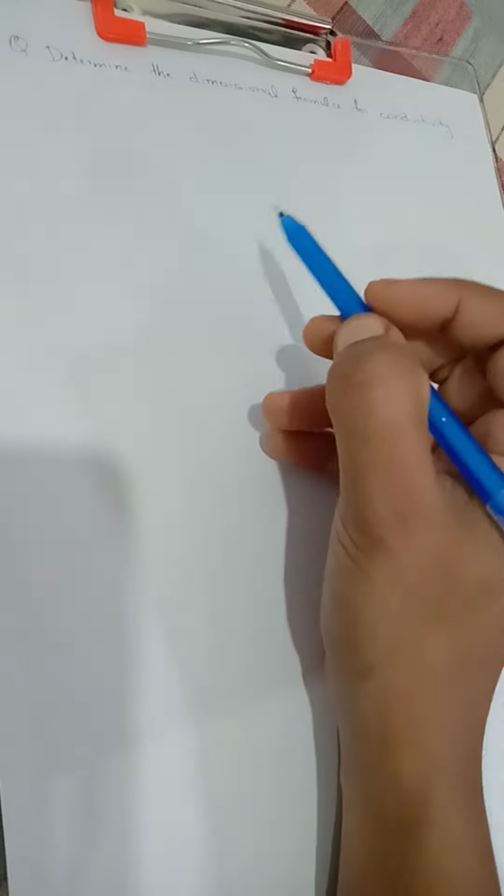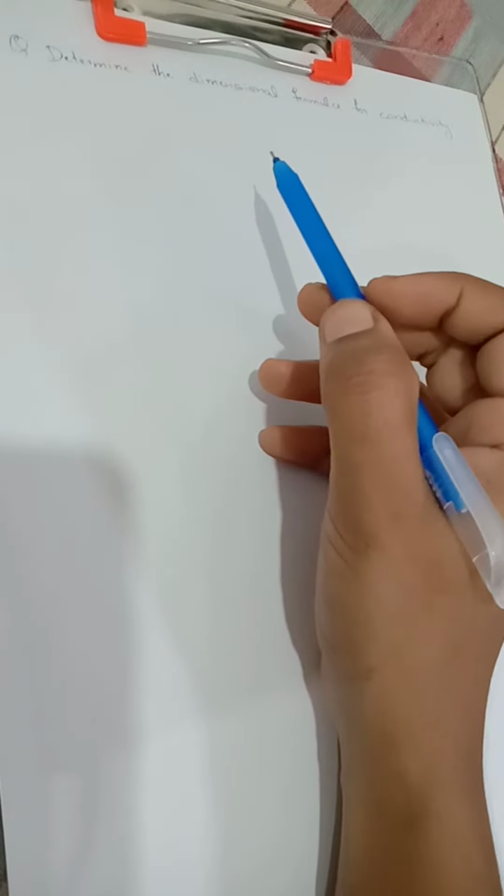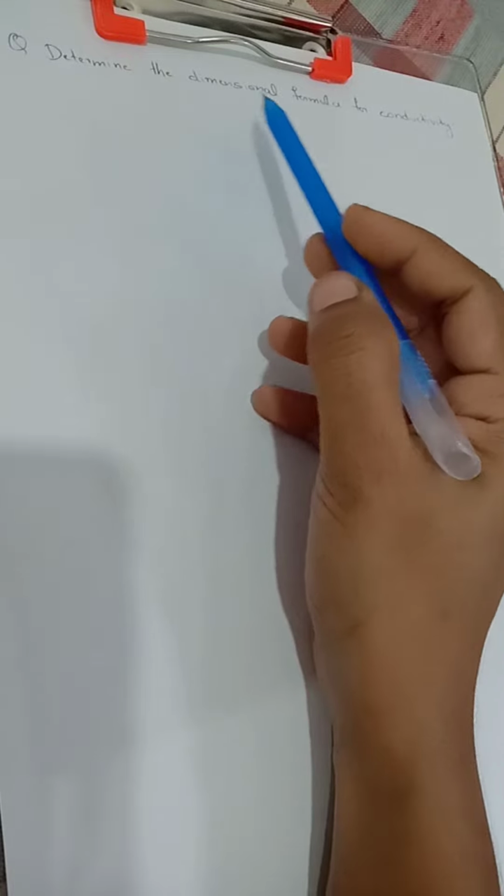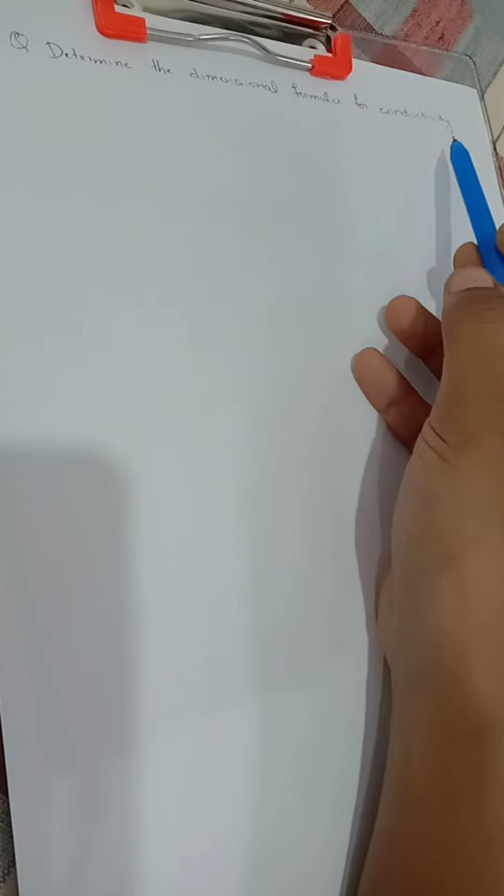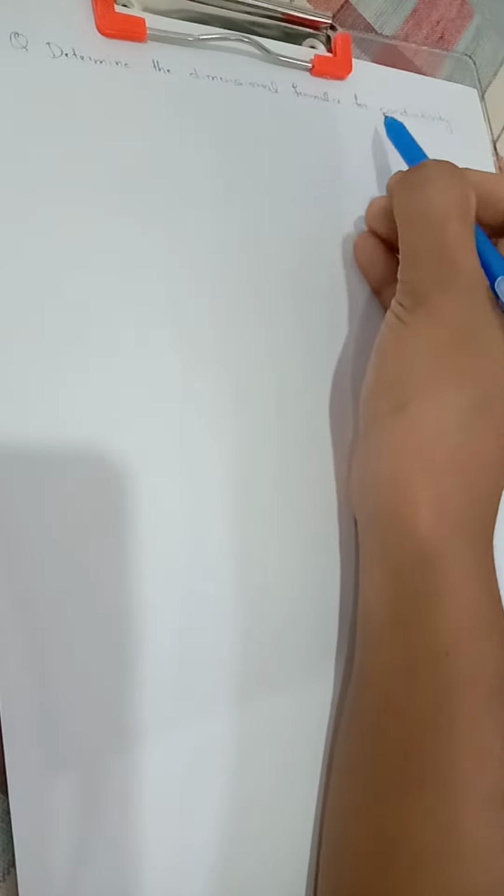So today we are going to discuss this question. The question is: determine the dimensional formula for conductivity. So we have to find the dimensional formula for conductivity. In the previous video we found the dimensional formula for power. Similarly, we are finding the dimensional formula for conductivity.